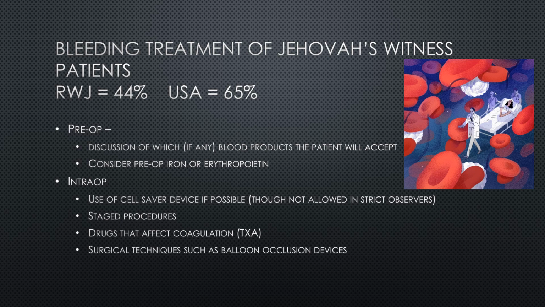Also, if large blood loss intraoperatively is expected, you can have the patients on a pre-op iron regimen or EPO regimen. Intra-op, there are some things we can do as well, both from an anesthesia standpoint and from a surgery standpoint. I already mentioned cell saver if possible, though some people will not accept this. You can do larger procedures in a staged way. You can use other drugs that affect coagulation, such as TXA. And there are other surgical techniques which can lessen blood loss, such as balloon occlusion devices and others.